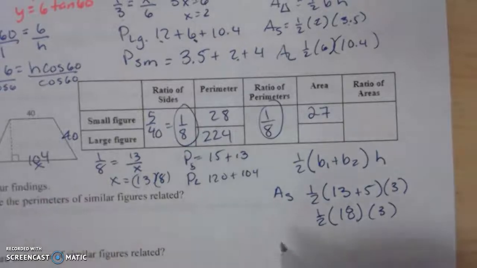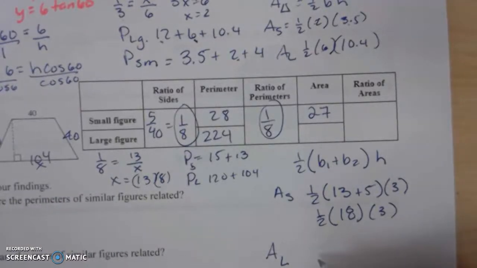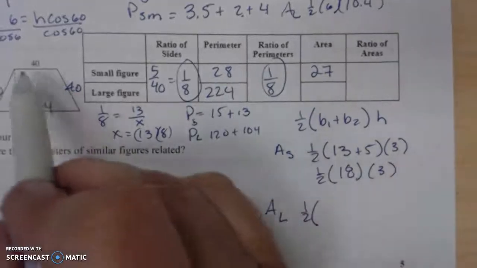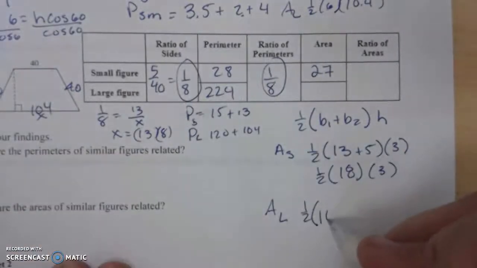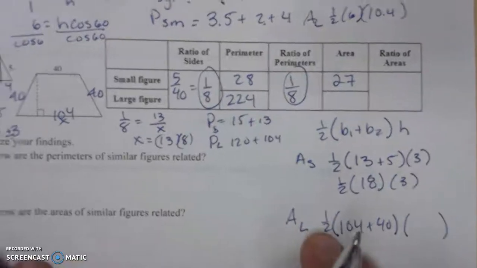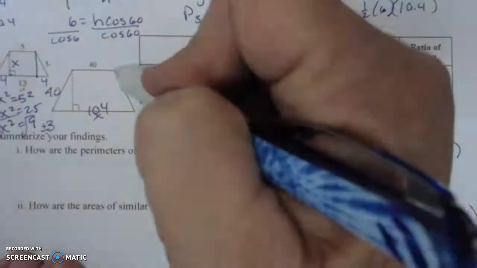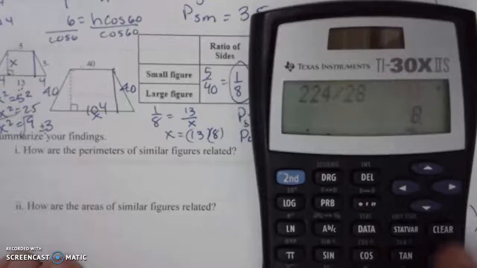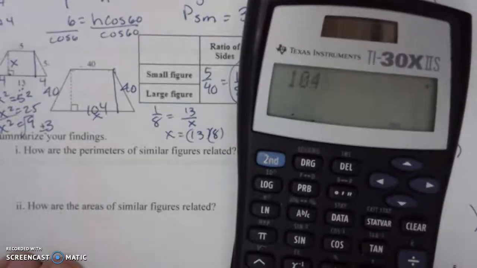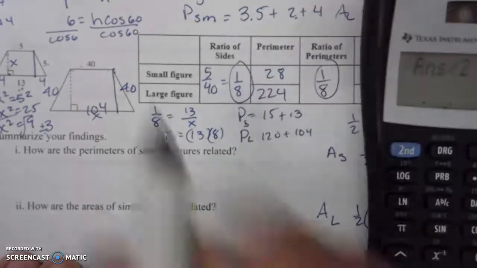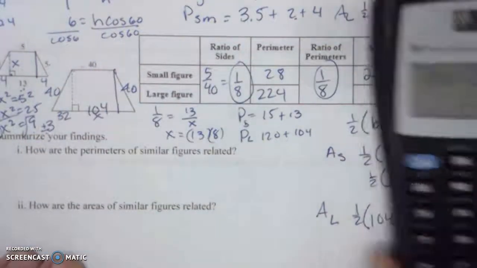Now, whoa, we got to figure out the area of the large one. 1/2 of the, go through the formula. Base 1 is 40. The other base is 104. So I'm going to add those together, times the height. Oh, I'm going to have to figure out the height again. So again, if I cut this off, this is 40, and I'm going to take 40 away from 104. I get 64. Let me divide that in half. I get 32. So this side is 32.